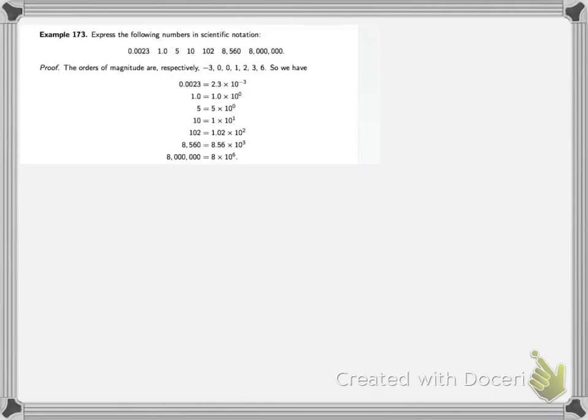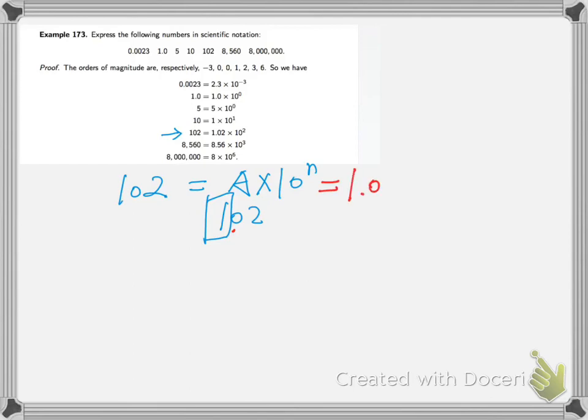Another example. Let's look at 102. We want to change this to a times 10 to the nth power. So for 102, the first non-zero digit is this number 1, so we put the decimal point here. We get A is 1.02.